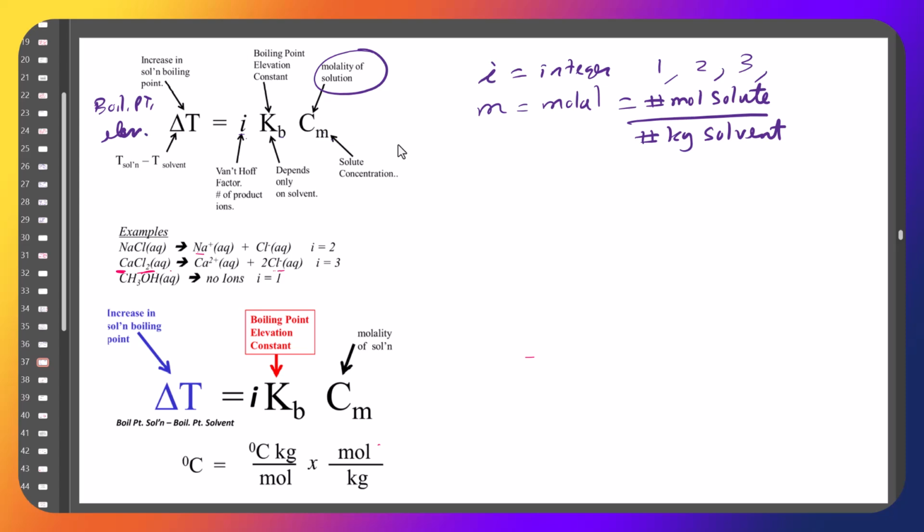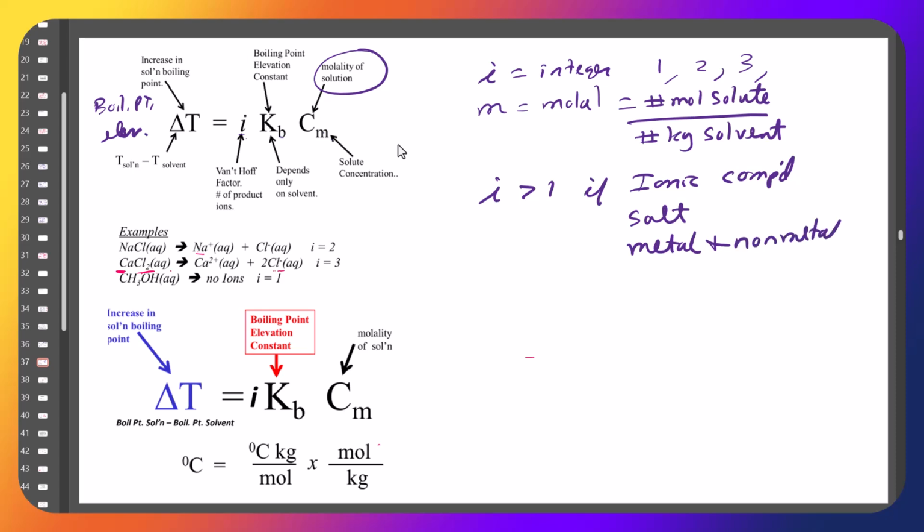Let's look at i. i is greater than 1 if we have an ionic compound. So what's an ionic compound? It's a salt. It contains a metal and a nonmetal.